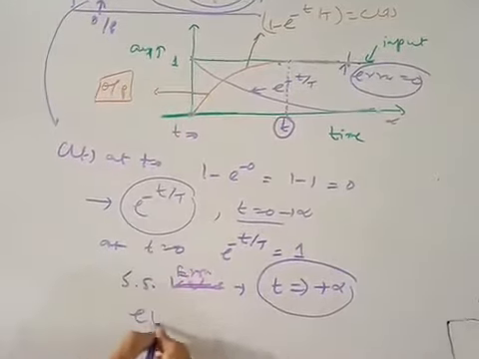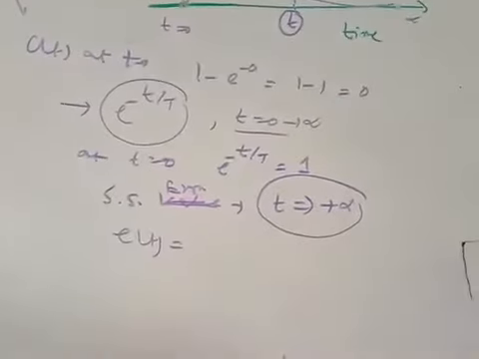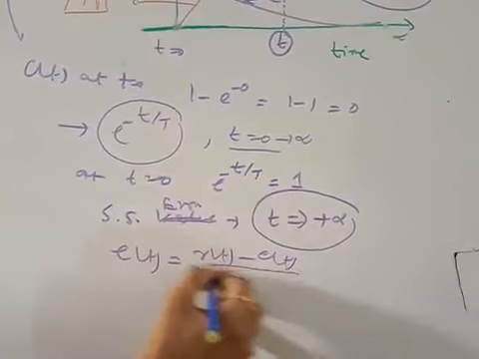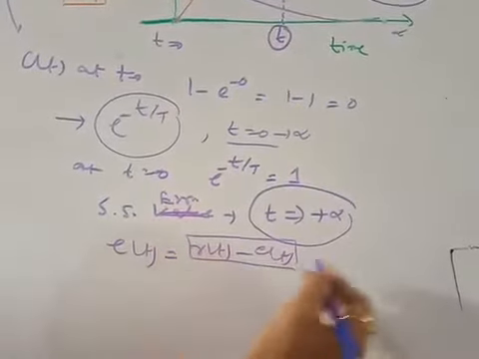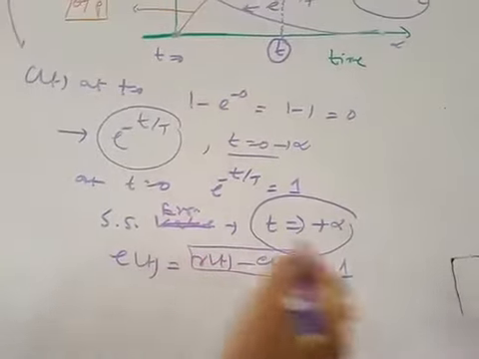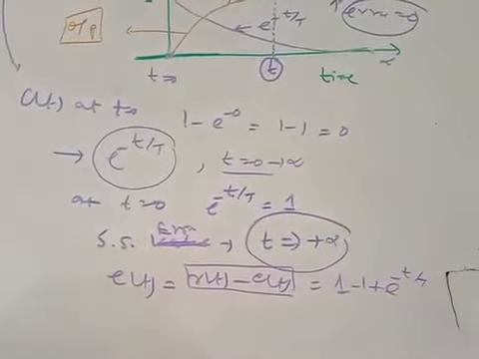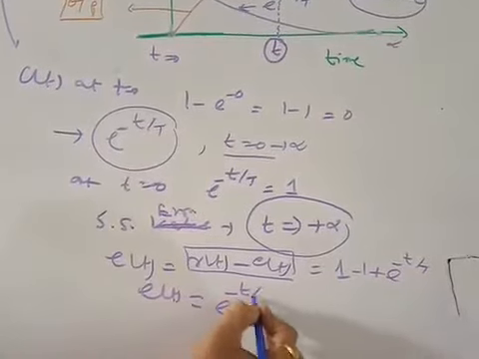So error means e of t, right? What is e of t? e of t means r of t minus c of t. This is your error. What is the value of r of t here? r of t is equal to 1. What is the value of c of t here? 1 minus this. That means minus 1 plus e to the power minus t by T. So the error we have already obtained is e of t equal to e to the power minus t by T.